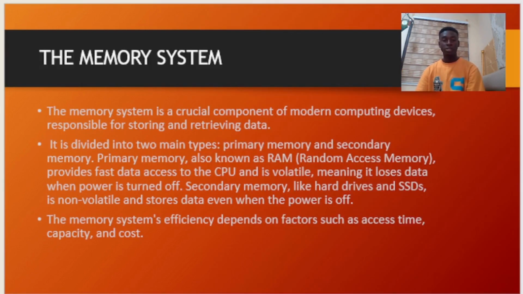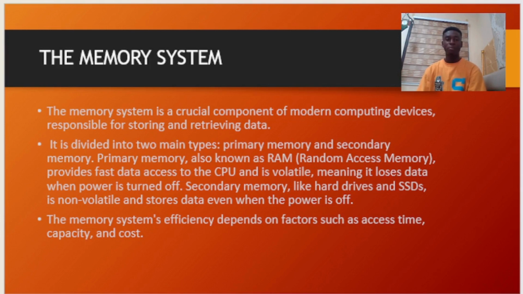When Percy was doing his presentation, he made us understand that the memory system is a crucial component of modern computing devices responsible for storing and retrieving data. It is divided into two main types: the primary memory and the secondary memory. The primary memory is also known as the RAM, which is the random access memory, which provides fast data access to the CPU and is volatile, meaning it loses its data when the power is turned off. We also learned about the secondary memory, like the hard drives and the SSDs, that is the solid state drives, which is non-volatile and stores data even when power is off.